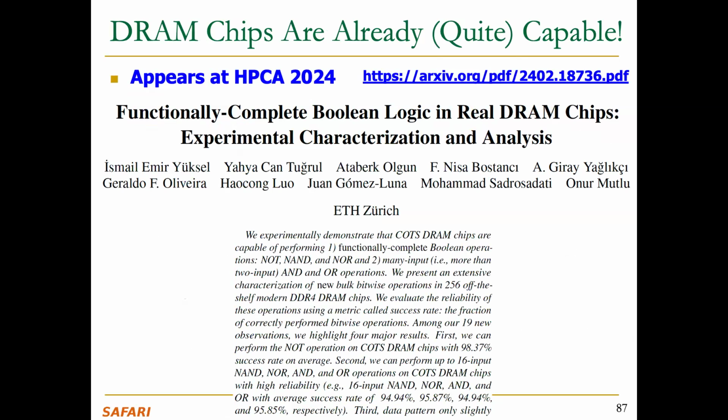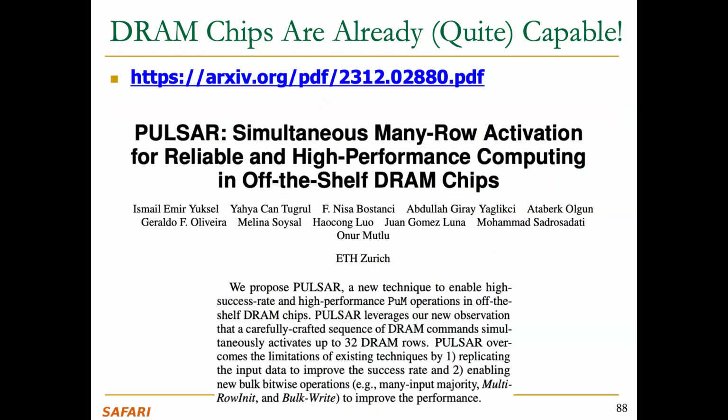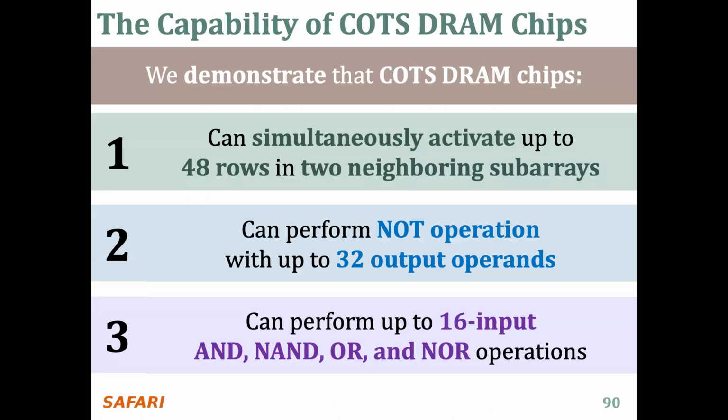It's fascinating to me. And you can actually do many-input, more than 2-input AND and OR operations. In fact, 16-input AND and OR operations by essentially activating many rows. This paper also talks about it. So basically, you can simultaneously activate up to 48 rows in existing DRAM chips by violating the timing parameters. You can do a NOT operation with up to 32 output operands. And you can perform 16-input AND, NAND, OR, and NOR operations.